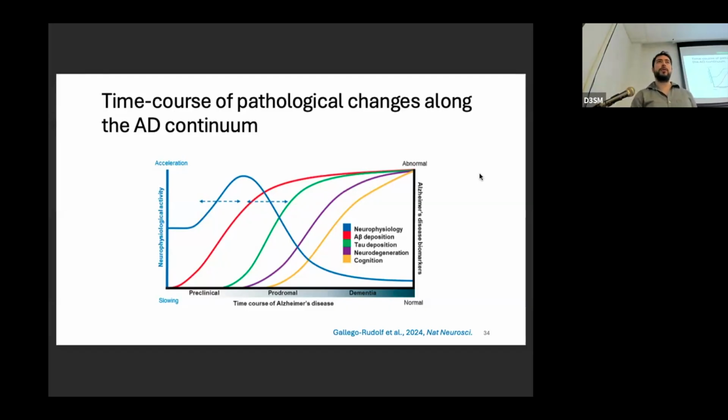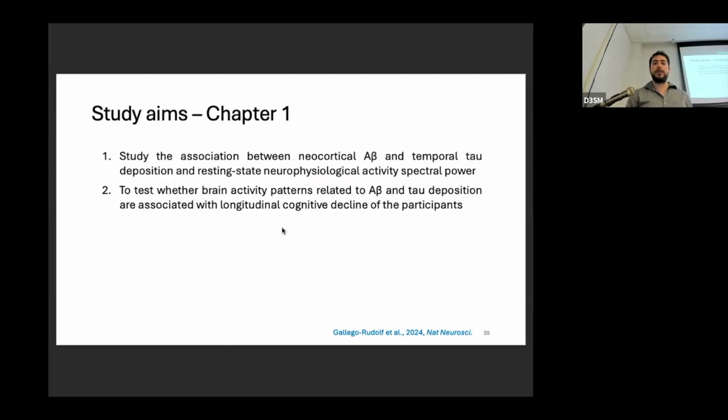And what I wanted to test is whether we can see analogous shifts in frequency-specific activity that reflect some sort of hyperactive or acceleration effect on MEG signals during the preclinical stage of the disease in association with amyloid deposition, and whether we can observe also a shift towards hypoactivity that relates to both amyloid and tau deposition as suggested by the animal literature. So the aims of this study was to test the association between neocortical amyloid and temporal tau deposition on frequency-specific spectral power of MEG resting state recordings.